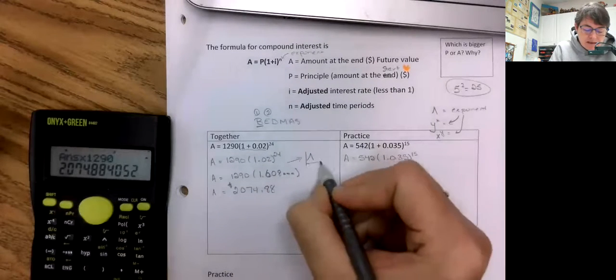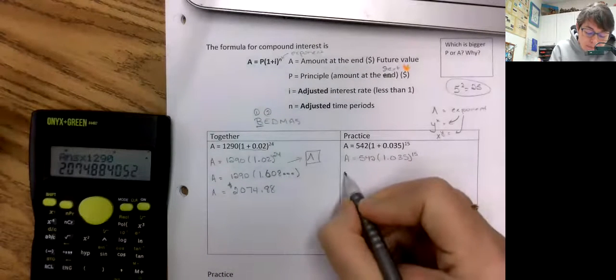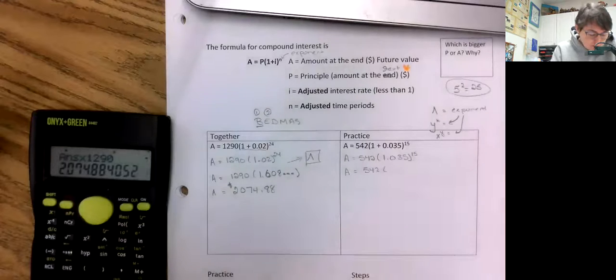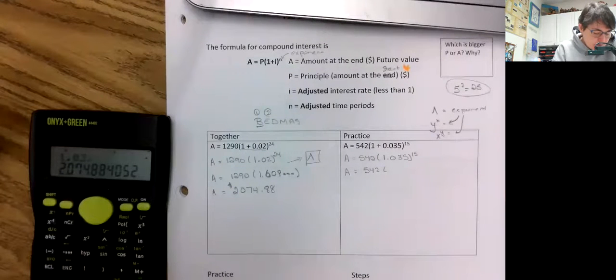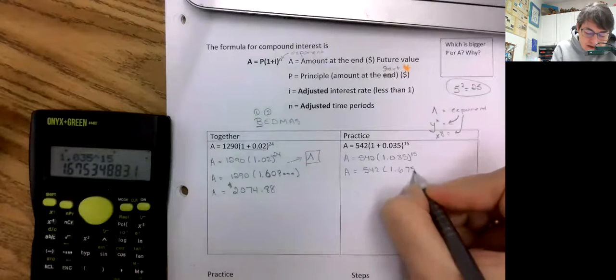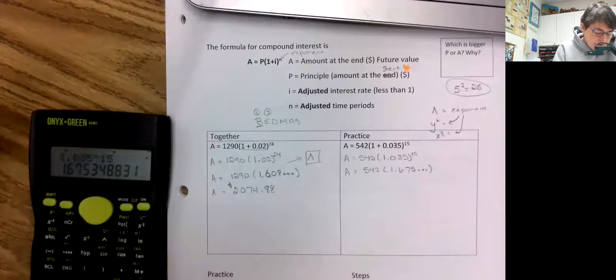I'm just going to remind myself that on my calculator, that's a caret button. That's not a bad thing to do in your notes, is figure out which button it is on your calculator. Sometimes you even have to use the second or the shift button to get there. So 1.035 caret or exponent 15, 1.675 dot dot dot. And then without clearing, times 542.